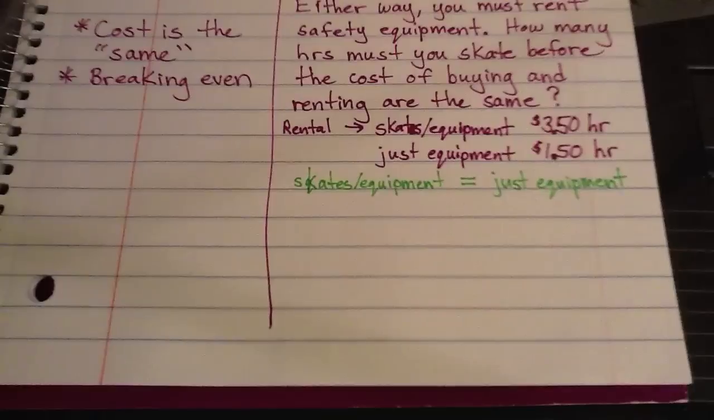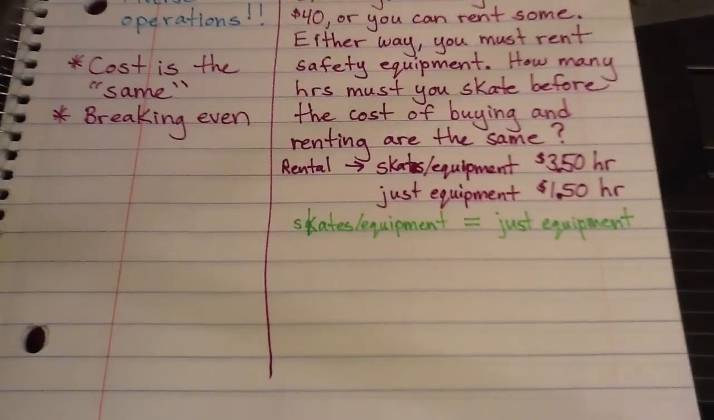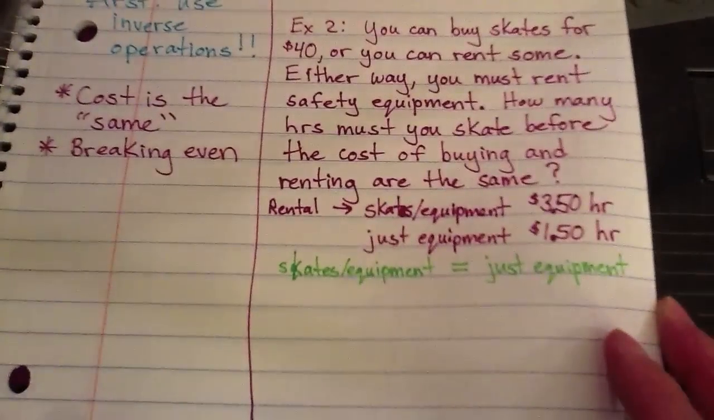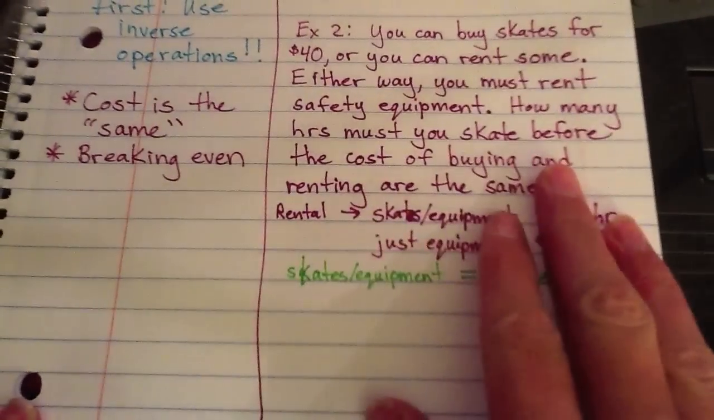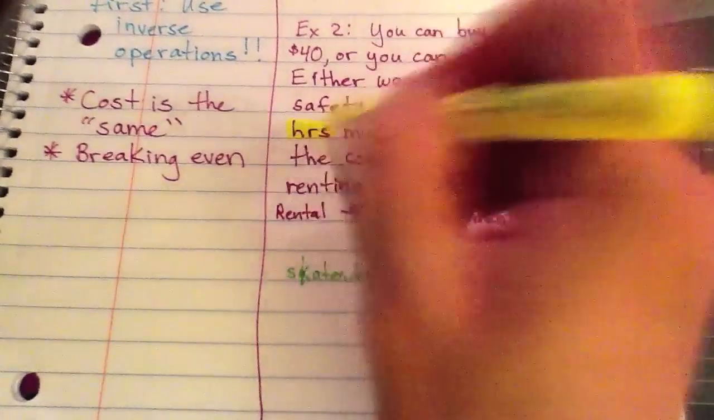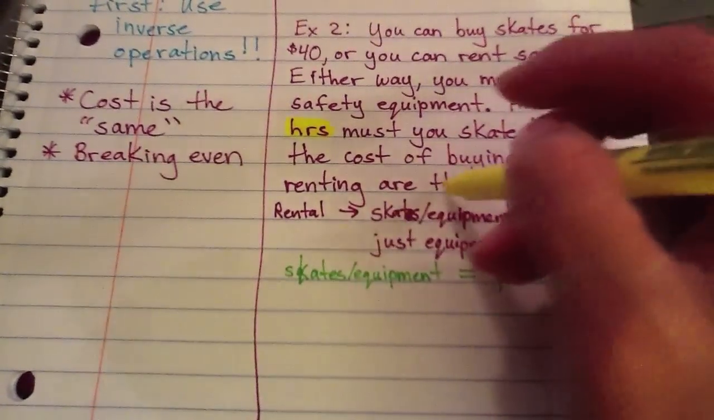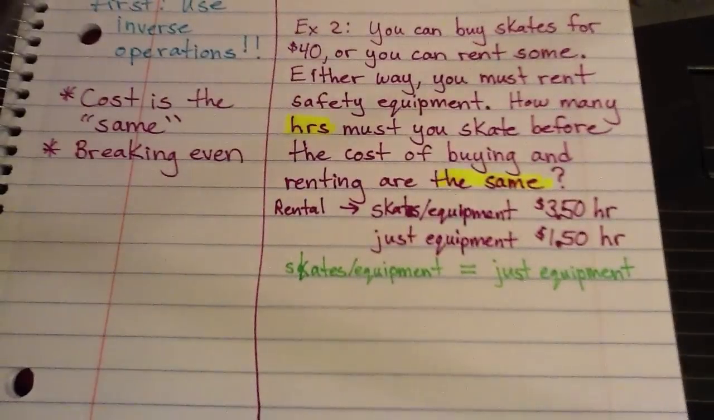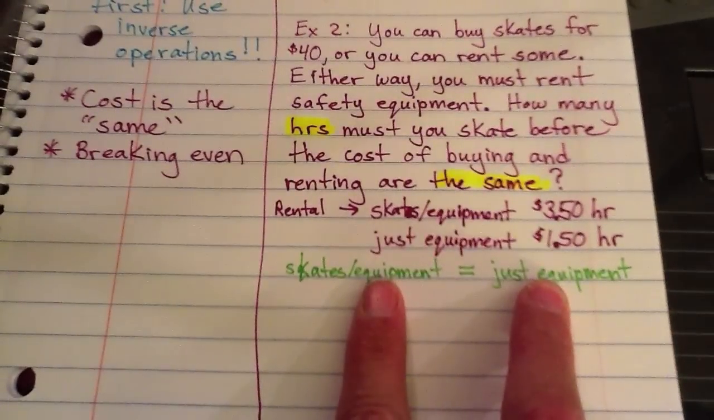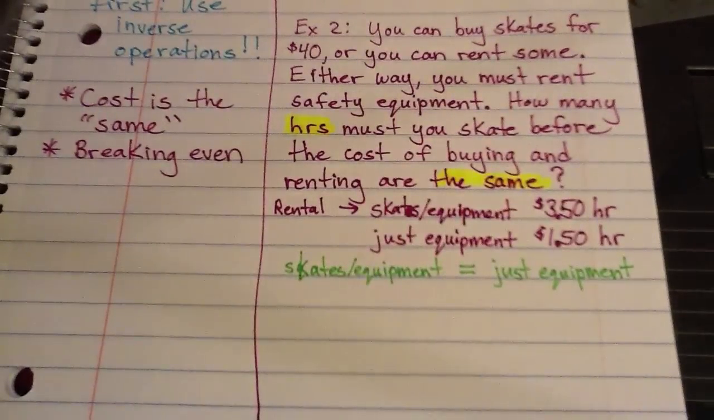Okay, the other thing you need to look for is the variable. So go read the question again, and you'll be able to find your variable. How many hours must you skate? So there's your key right there. How many hours? It's asking us about hours, so that's our variable. Must you skate before the cost of buying and renting are the same? These are the key things you should have seen when you read that. As soon as you know the same, you know you're setting it equal to each other, whatever you're comparing. And then hours is what they're looking for in there.